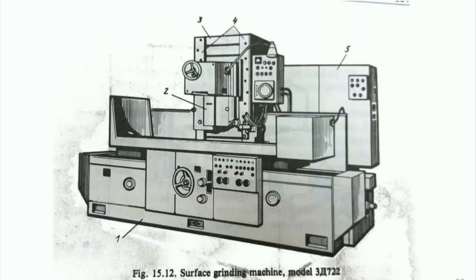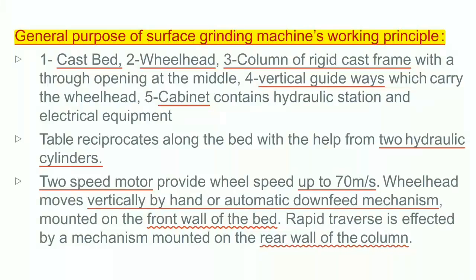This is a figure of a surface grinding machine, exactly model 3E722, and here is the numbering 1, 2, 3, 4, 5. General purpose of surface grinding machines, working principle. From this figure, number 1 is the cast bed, number 2 the wheel head, number 3 the column, a rigid cast frame with a through opening in the middle, number 4 the vertical guideways which carry the wheel head, and number 5 the cabinet, which contains the hydraulic station and electrical equipment.